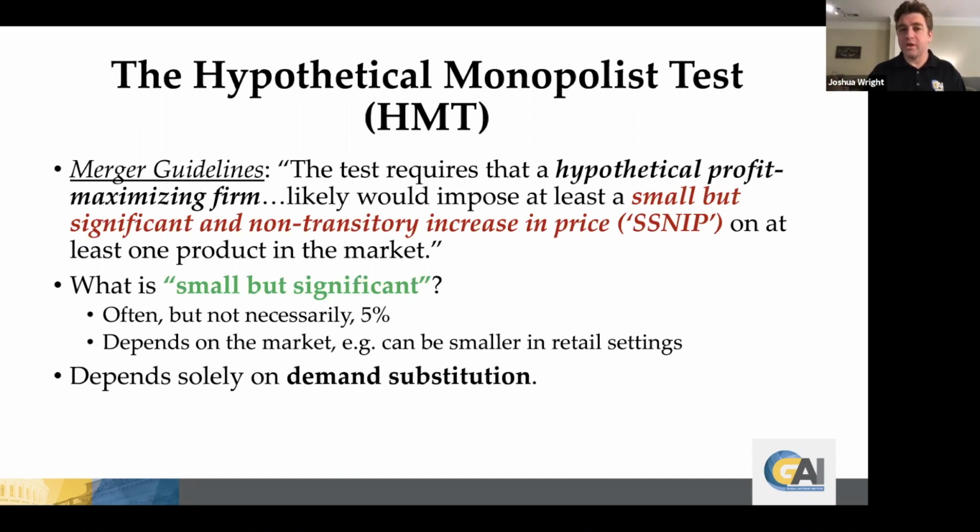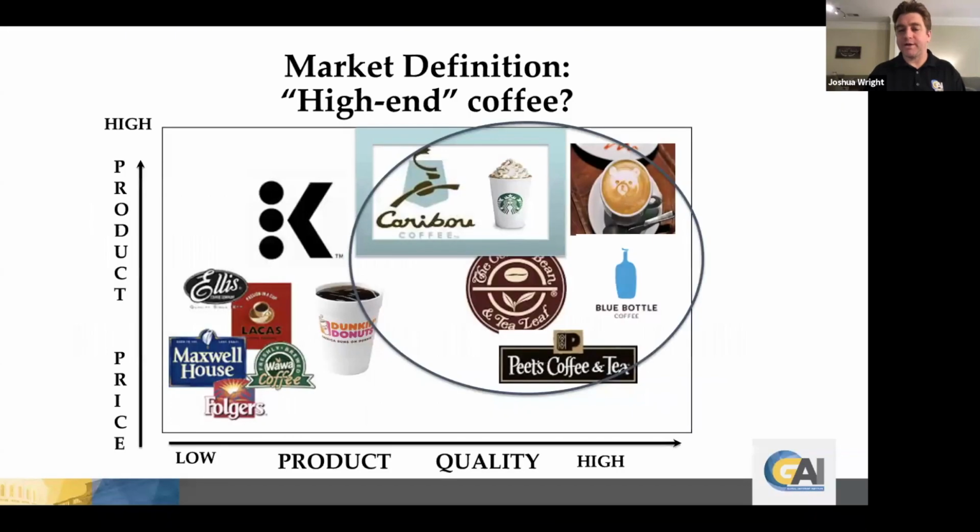Let me go back to that picture so we can see it. So is there a high-end coffee market? What does the HMT mean we're doing? This is a common mistake, so listen carefully: even though we're doing this analysis, the hypothetical monopolist test is not asking what Starbucks is going to do after the merger. That's competitive effects. We'll get there, and a lot of the questions will sound similar, but notice this difference, it's important. The hypothetical monopolist test is an imaginary firm, a hypothetical monopolist, that controls that entire circle, and we ask, could it impose a 5% increase, or a SNIP, profitably?